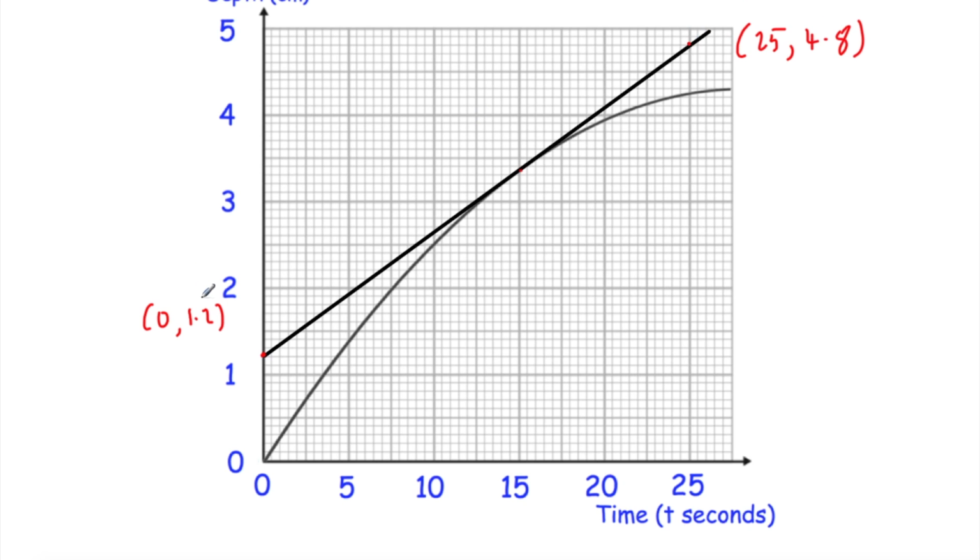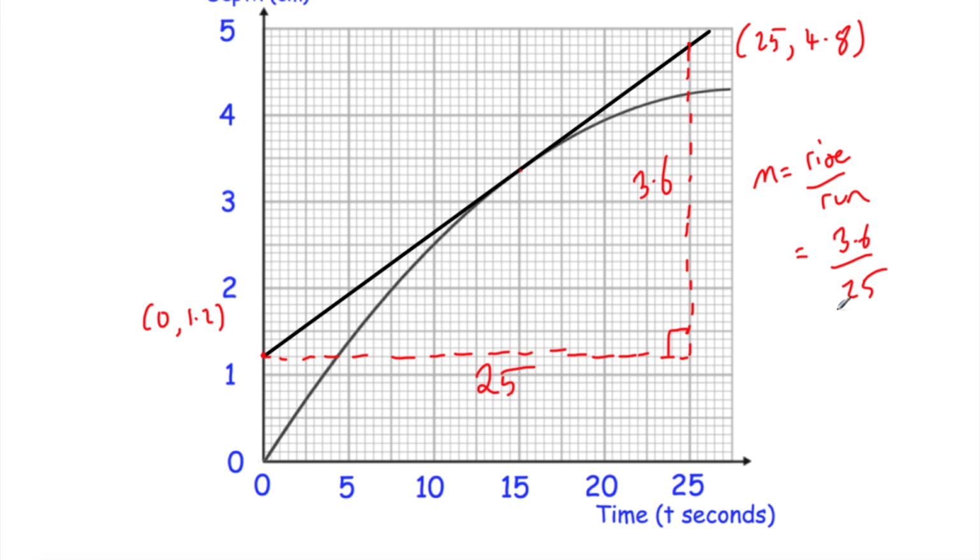So we've got the points (0, 1.2) and (25, 4.8). So let's find the gradient. Remember, gradient m is equal to rise divided by run, so rise over run. If we turn this into our little triangle, the run's going to be 25, and the rise, we're going from a height of 1.2 up to 4.8, so the rise is going to be 3.6. So we've got 3.6 divided by 25, and 3.6 divided by 25 is equal to 0.144.